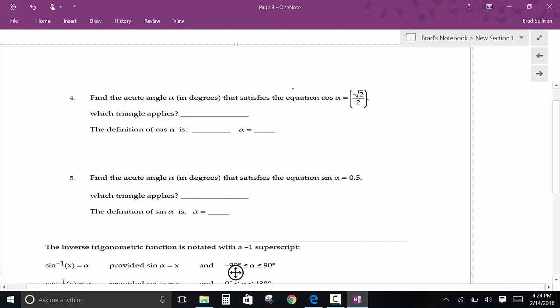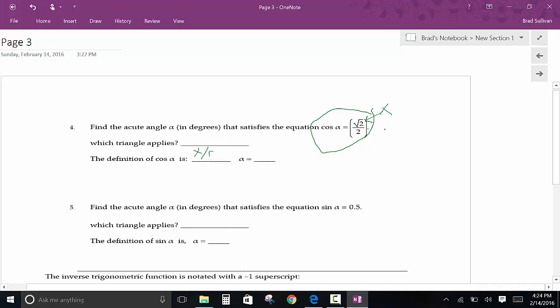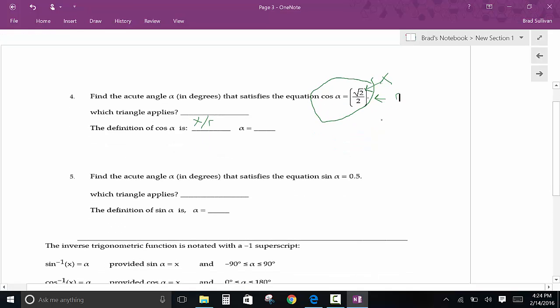So this is actually pretty similar to the problem that I did a few minutes ago. First of all, I'm giving you the cosine of alpha equals square root of 3 over 2. So what you're looking for is the angle alpha. Now the definition of the cosine we know is x over r. So that means in this problem, x is represented by the square root of 2, and r is going to be represented by 2.